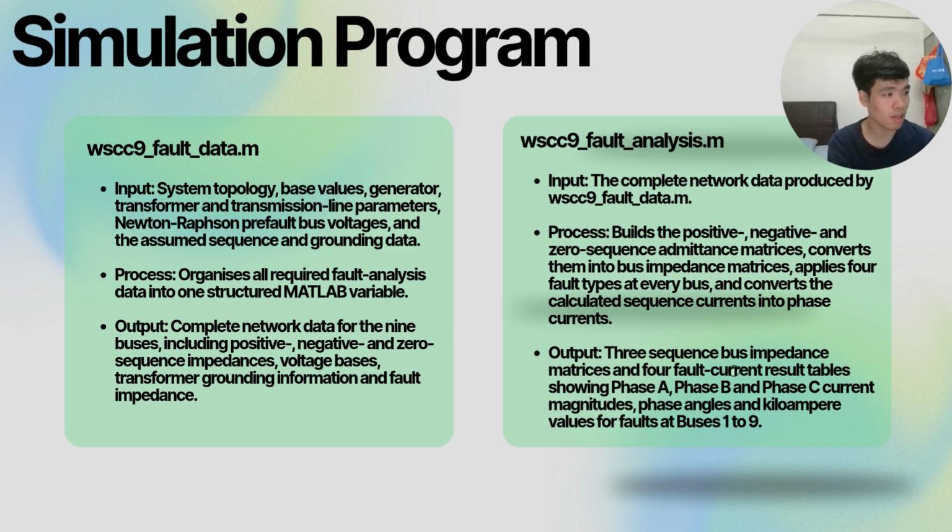In the fault analysis, this file will take all the processed data, then build the positive, negative, and zero sequence admittance matrices and convert them into the bus impedance matrices, and also apply the four fault types at every bus. After applying all the four fault types, we convert the calculated sequence currents into the phase currents. The output will be the three sequence bus impedance matrices, and also the four fault current result tables showing the phase A, phase B, and phase C current magnitudes, the phase angles, and also the kiloampere magnitudes for all the faults at all the buses.